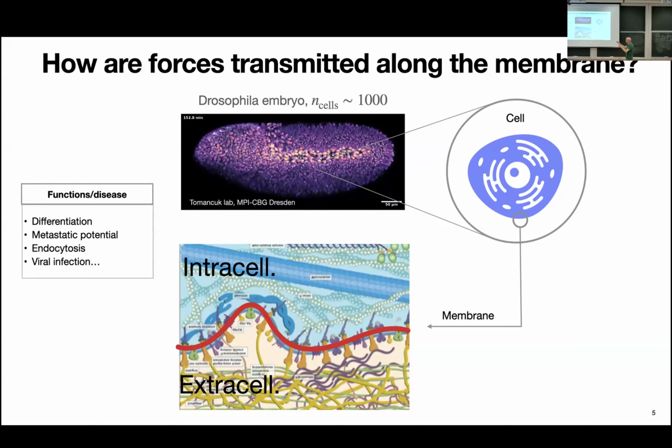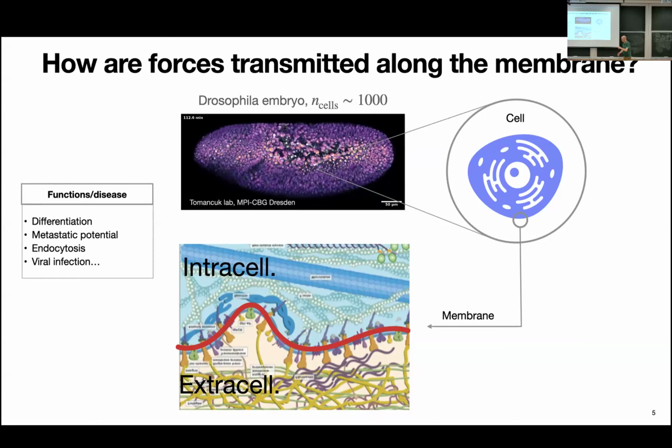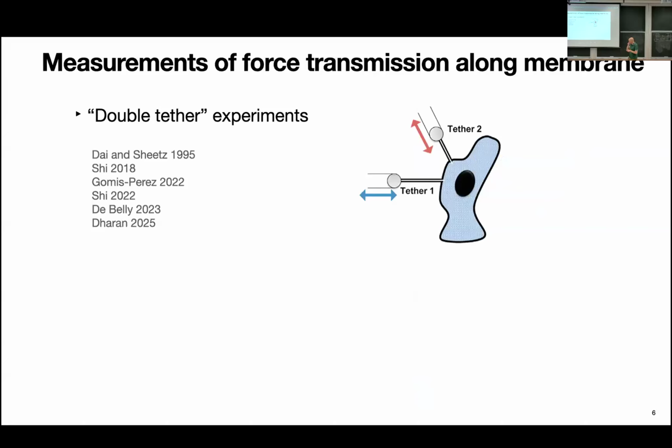Okay, and this is just the usual token statement that understanding how tension specifically is transmitted has a whole wide range of applications. It's involved in cell differentiation, cancer metastasis, viral infection, and so forth. So concretely, in controlled in vitro experiments, what is the state of the art in measuring how mechanical perturbations of the membrane are transmitted?